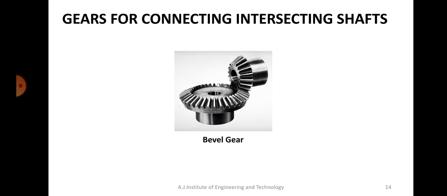Okay, bevel gear, as I've told you, is an example for intersecting shafts. You can see the shafts here. So this is one gear. The shaft of this will be vertical, whereas the shaft of the second one, where it is connected, will be in this direction. So you can see they will intersect. That's why it's called intersecting gears. Okay. So bevel gear is an example for intersecting shafts.